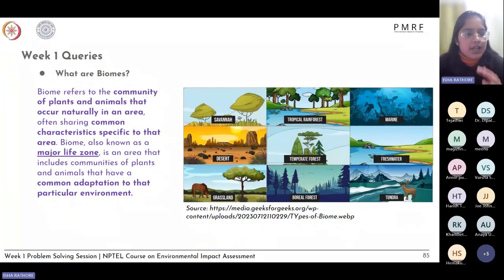So biome refers to the community of plants and animals that occur naturally in an area, and they often have common characteristics which are specific to that area. Biomes are also known as major life zones, and in these, the communities of plants and animals have common adaptation strategies for surviving the kind of environments in which they live.